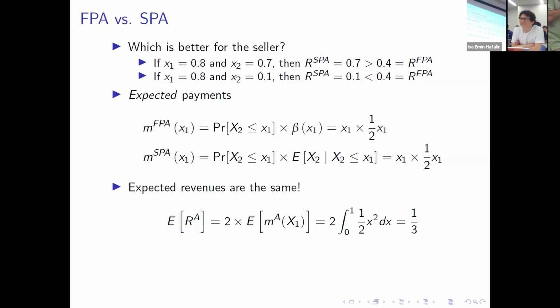But let's think about expected payments, going back to this basic formula. A bidder with value X1 in a first price auction is winning with probability X1, because he wins whenever the other bidder has a value smaller than X1, and bidding X1 over 2, which we showed in the previous slide.